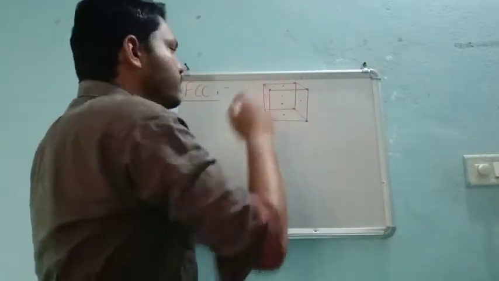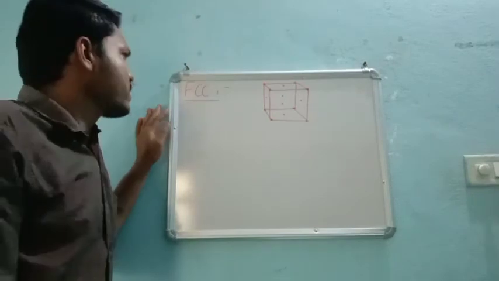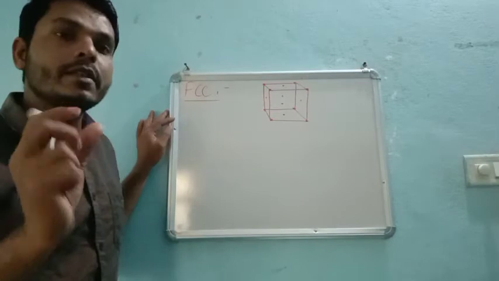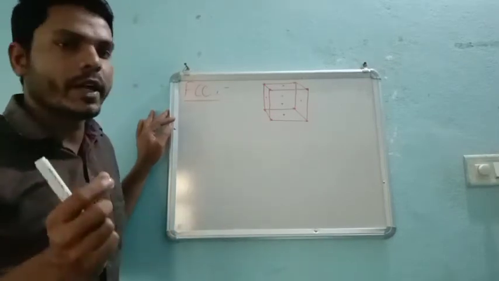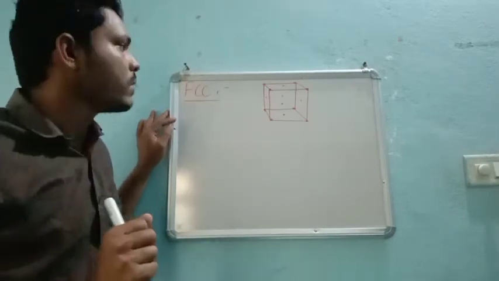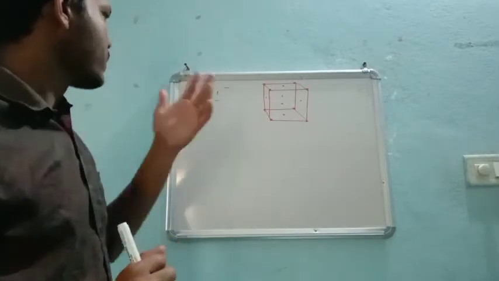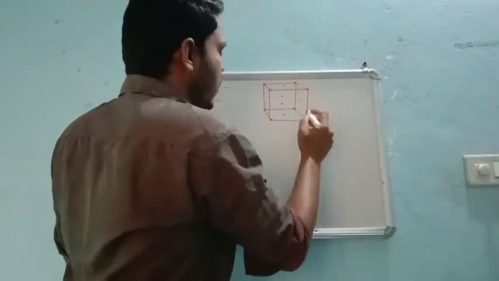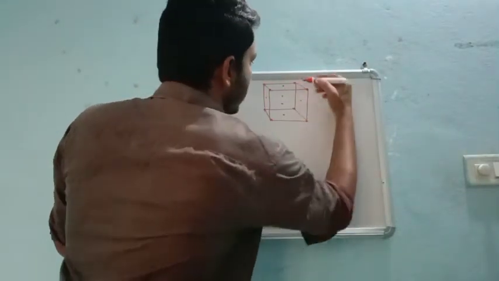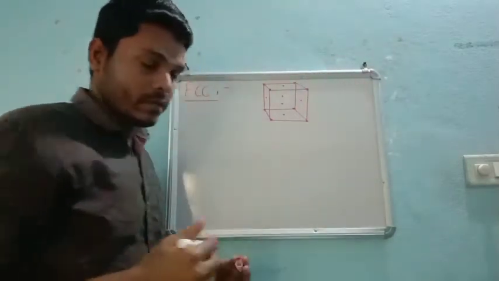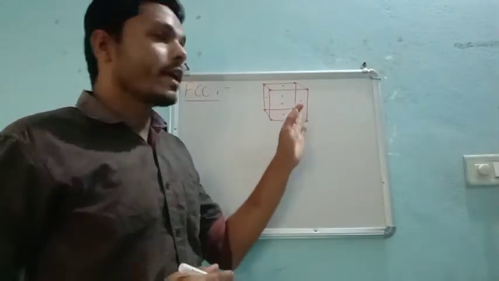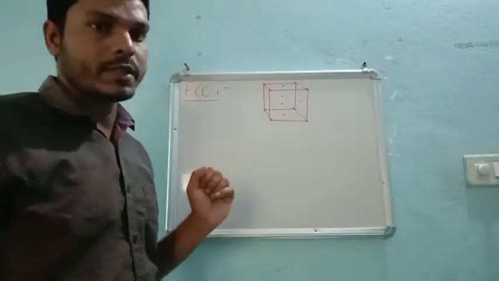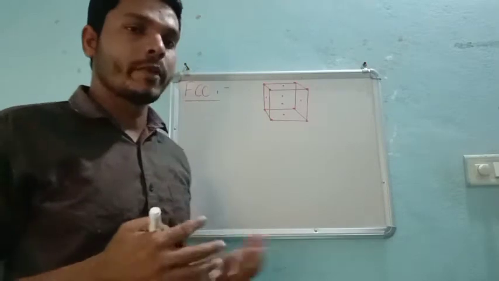So there are 6 faces. This FCC is very simple, like simple unit cell. BCC is a little bit trickier, because there we can see the two triangles. Here it is very easy. In FCC, we can directly take one face and calculate the packing efficiency, that means how much it is packed or how much it is empty.